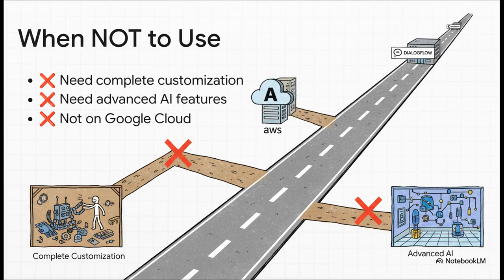But let's be clear, it is not a one-size-fits-all solution. If you need absolute granular control over every little piece of the AI model and the infrastructure, you're better off with an open-source tool like Rasa. If your whole world is already built on AWS, then Amazon Lex is just going to be a more natural fit. And if you're trying to do some really cutting-edge stuff with the latest and greatest AI frameworks, something like LangChain is going to give you way more power.